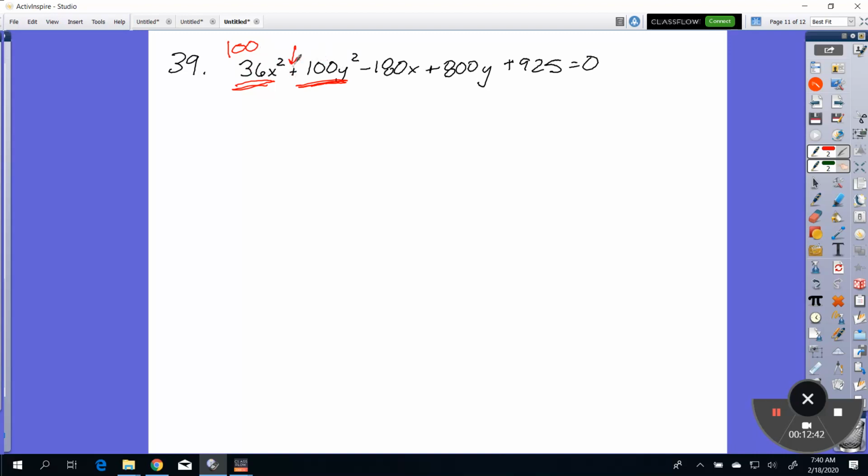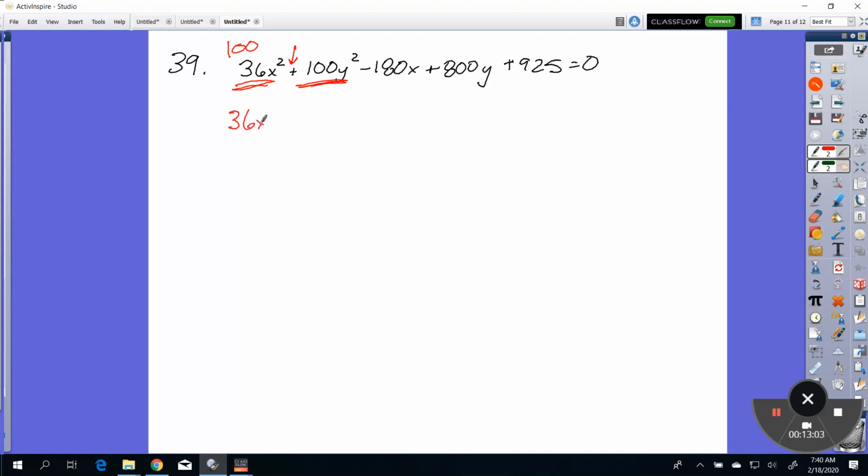So if they're both squared, then it's a hyperbola, a circle, or an ellipse. If it has a minus between them, it's a hyperbola. And if these numbers aren't the same, it's the ellipse. So anyways, that's how you tell what they are. So I know this is the ellipse.